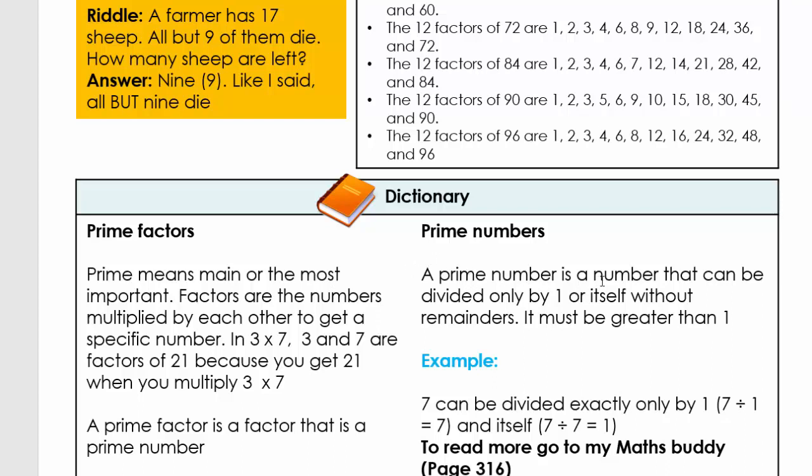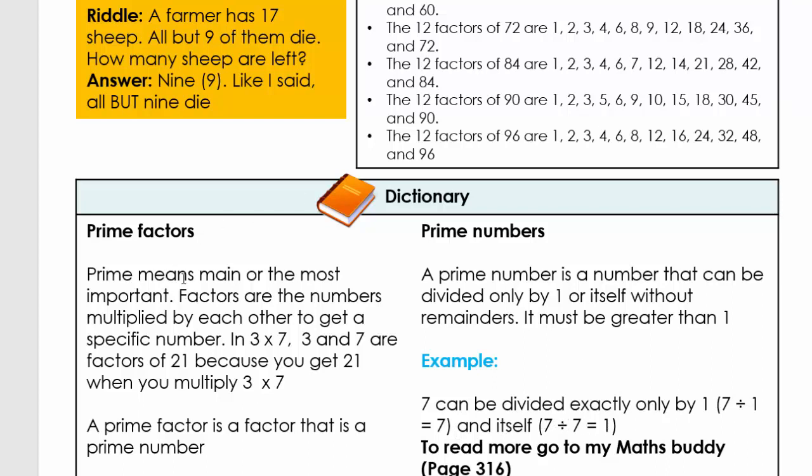A prime number is a number that can be divided only by one or itself without remainders. It must be greater than one. So, what does it mean? 7 can be divided exactly only by 1. 7 divided by 1 equals 7, and by itself, 7 divided by 7 equals 1.